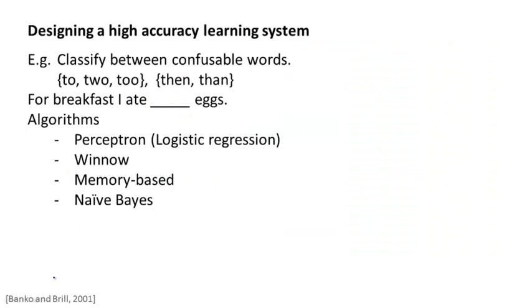Let me start with a story. Many years ago, two researchers that I know, Michele Banko and Eric Brill, ran the following fascinating study. They were interested in studying the effect of using different learning algorithms versus trying them out on different training set sizes. They were considering the problem of classifying between confusable words. So for example, in the sentence, for breakfast I ate, should it be T-O, T-W-O, or T-O-O? Well, for this example, for breakfast I ate T-W-O, 2 eggs. So this is one example of a set of confusable words, and that's a different set.